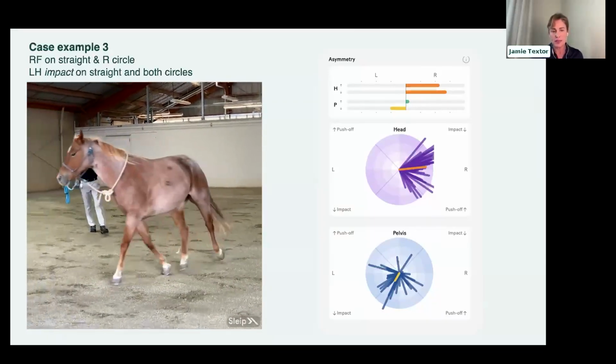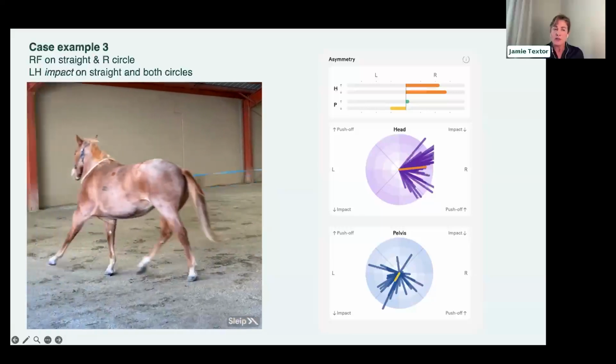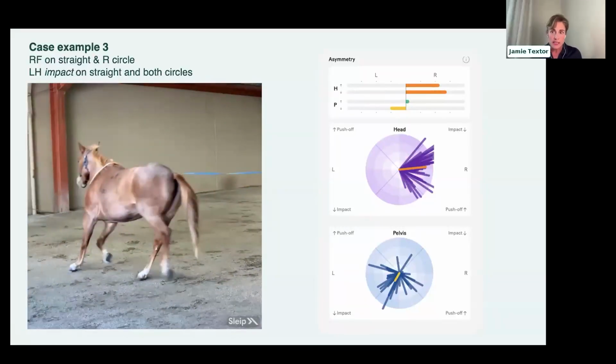Okay, great. Let's pause that. We have quite a few results to go through on this horse, so let's get into it. So that video, what you're seeing here, is reflected in these results. This is the results for the right circle only that I'm showing you, okay?